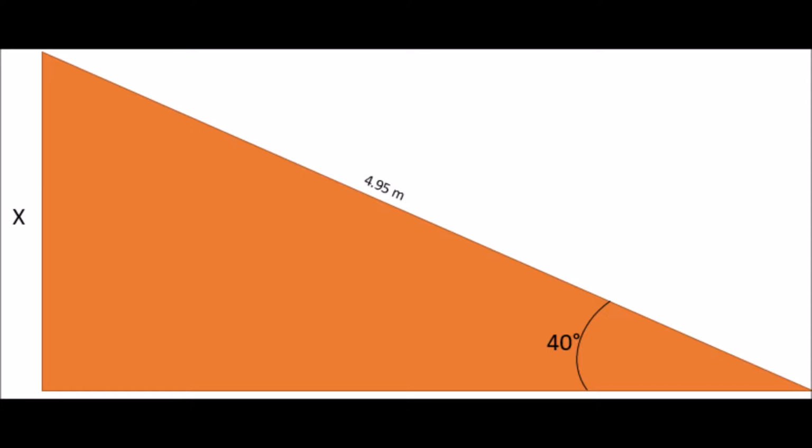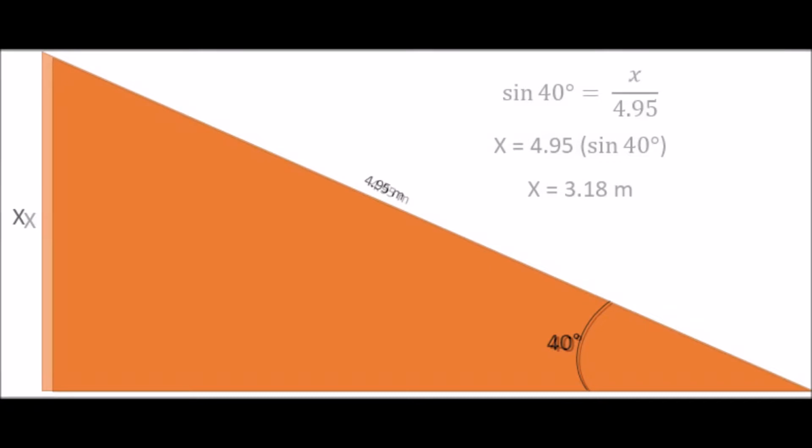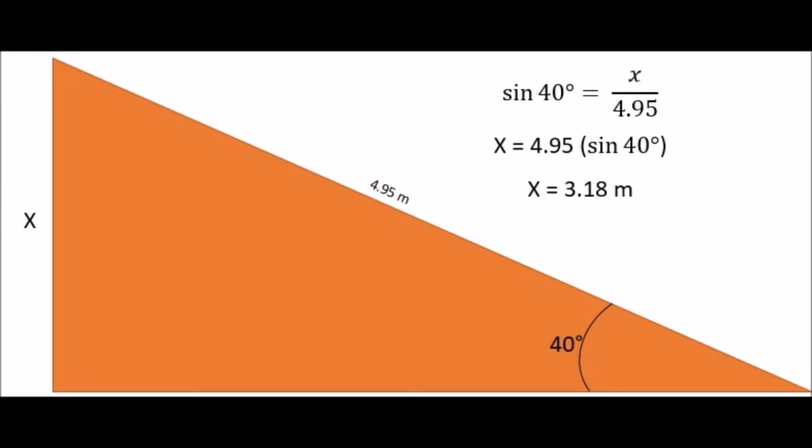Okay, so with this information, we got that the height of the house is x, the hypotenuse is 4.95 meters, and the angle is 40 degrees. Now, with the help of the trigonometric functions, we're going to discover the value of x using sin of 40 degrees equals x divided by 4.95.